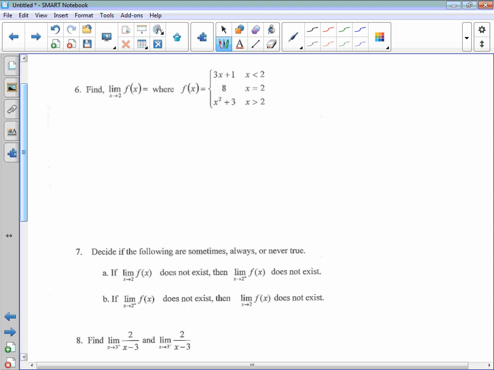I don't think you really want to draw this. Do you want to graph it? You could, but then on a test when you run out of time, that's probably not the approach you want. So we are going to find the limit of f of x as x approaches 2 from the right, and we are going to find the limit of f of x as x approaches 2 from the left. Which piece is talking about x approaching 2 from the right?